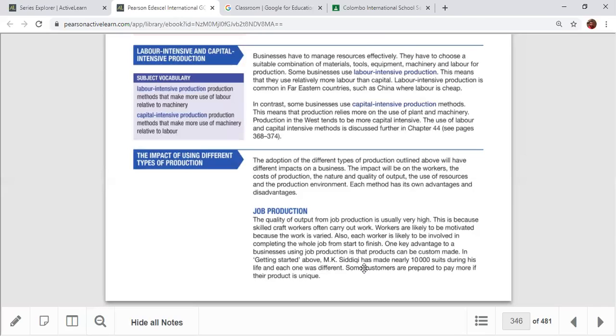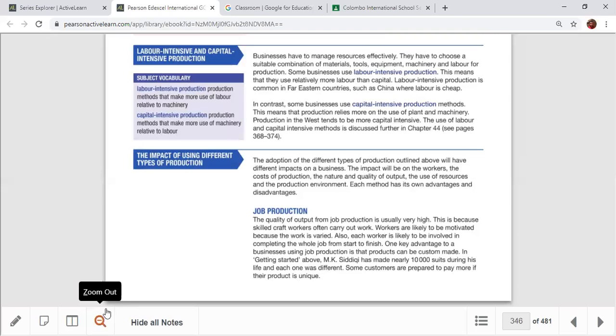Okay, business job production, customization in getting started above. In case of Siddiqui's business, you can see he produced nearly 10,000 suits during the life, and each one is always different from another. Why? Different color, size, different waist size, different lengths, measurements are different for different people. Some customers are prepared to pay more if the product is unique.